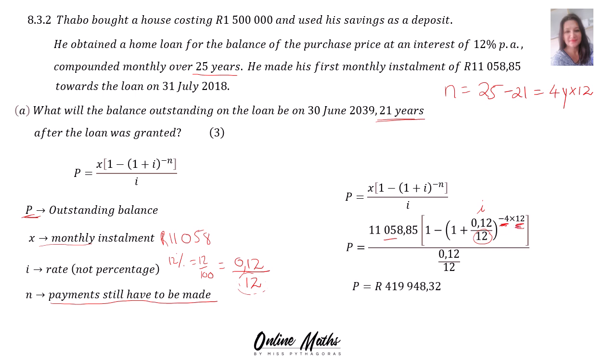And then when you slot all of that into your calculator, you see that is what's left for him, the balance outstanding. And then where's the marks? The marks are there by the substitution into the formula and then working out N, that there's 4 years left, and then the final answer.